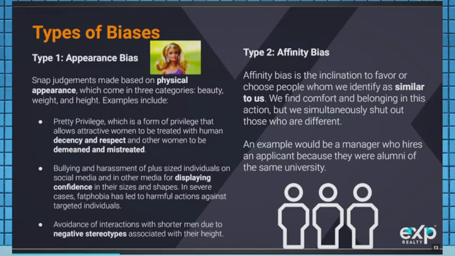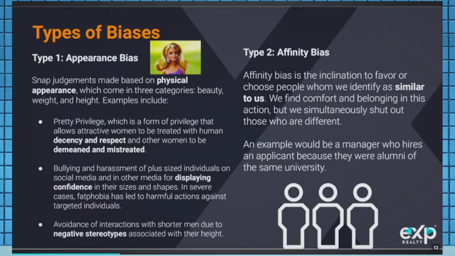Bullying and harassment of plus size individuals on social media and in other media for displaying confidence in their sizes and shapes. In severe cases, fat phobia has led to harmful actions against targeted individuals. We have seen in the news in the past couple of years where a plus size model has flaunted her body on Instagram, and there's a large portion of the country that would say, you go. That's empowerment at its best.